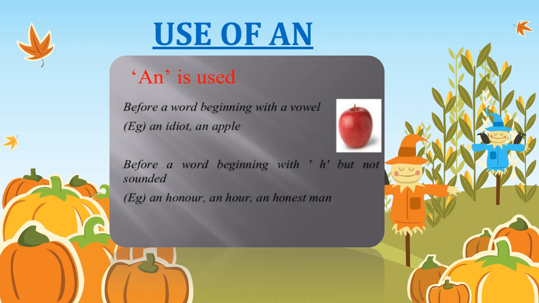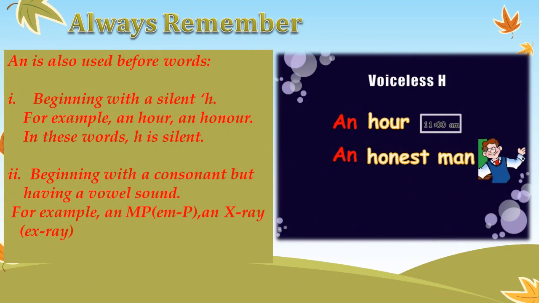In all the three words, the sound of the consonant H is silent and the sound is coming off O. So we use an here. Always remember, an is also used before words beginning with a silent H. For example, an hour, an honor. In these words, H is silent.